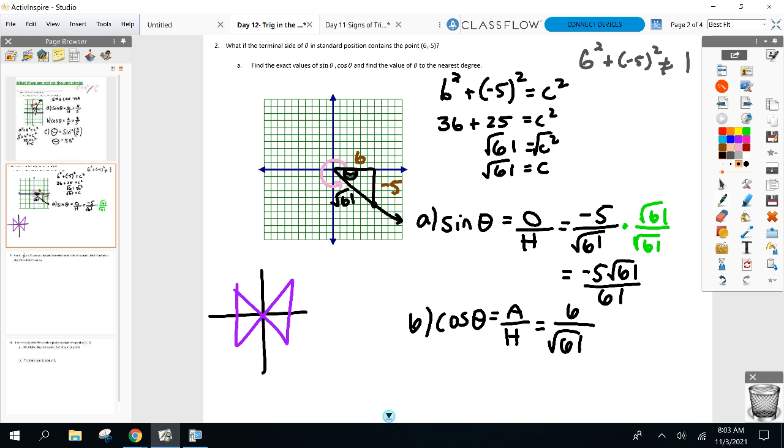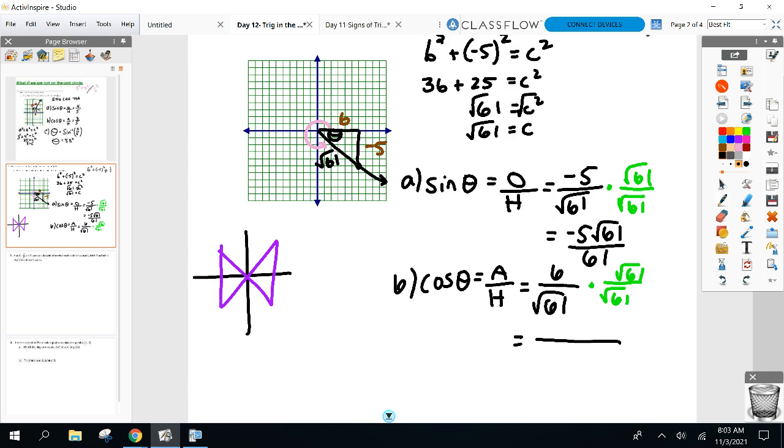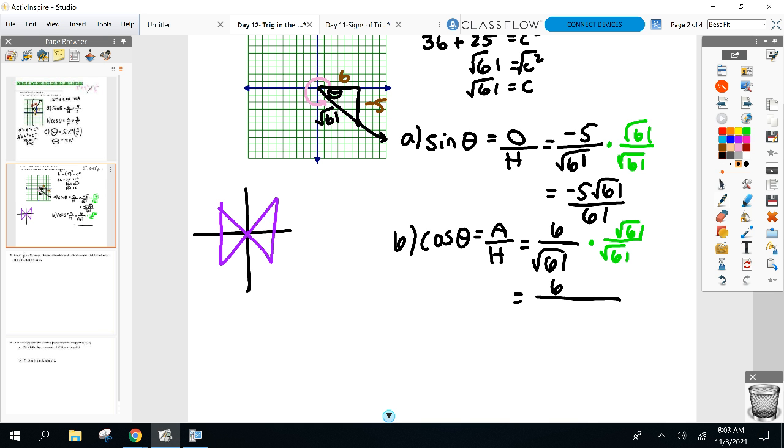Self-respect. We're not pulling this garbage. We got 6 square root of 61 over 61. All right, your A game's going to have to come out now. A games only.